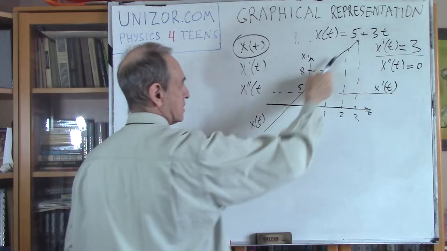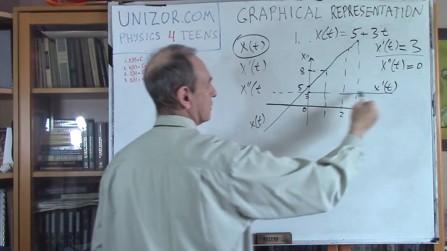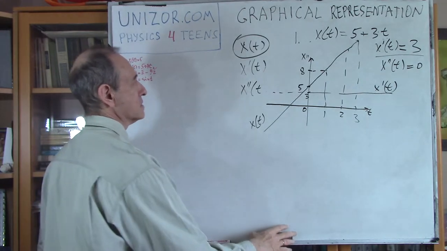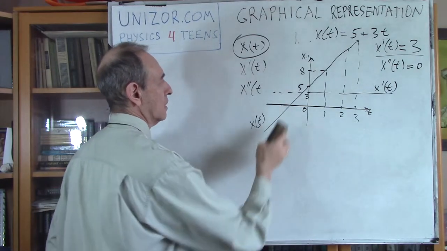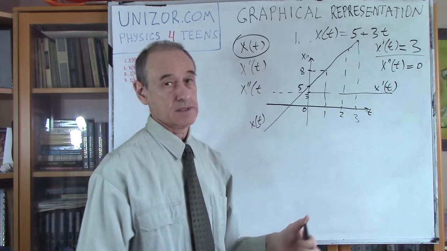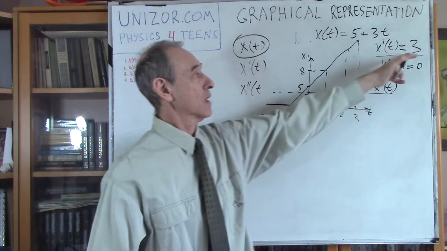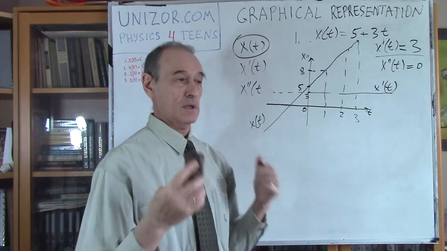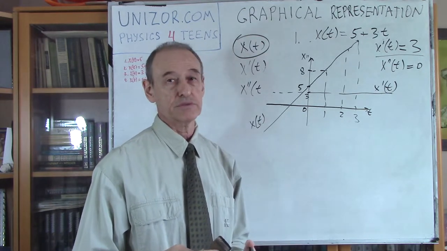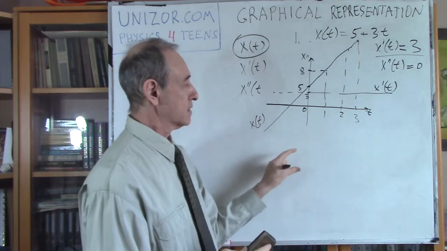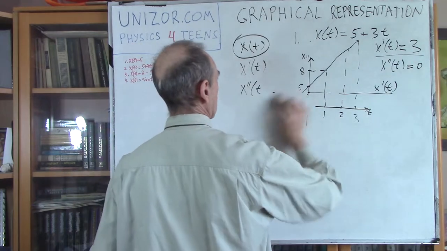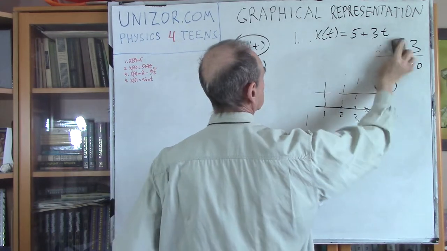So I have the position graph, the velocity graph, and the acceleration graph. So this is all about this particular uniform movement along the x-axis. Now, why is it uniform? Because my velocity is constant, so we are always covering the same distance in the same amount of time, no matter where we are. From any t1 to t2, the speed would be constant, which is equal to 3. Okay, that's my second problem.